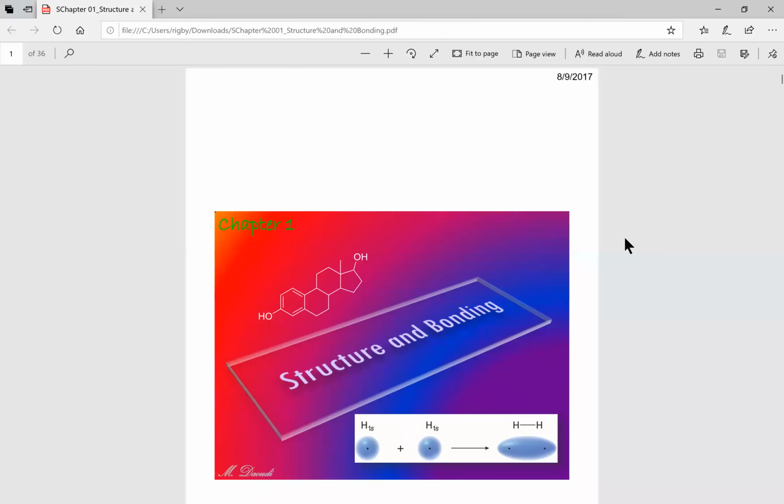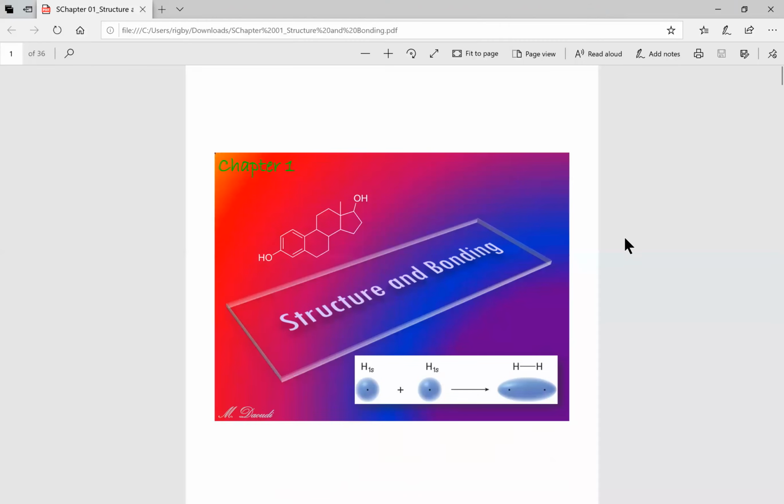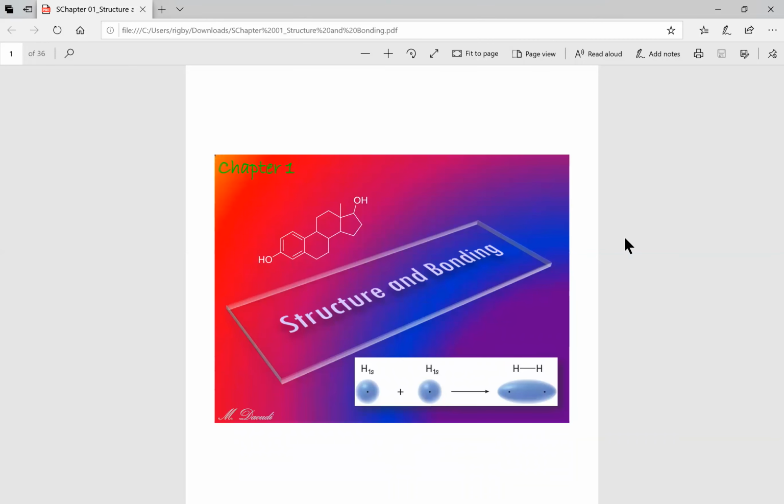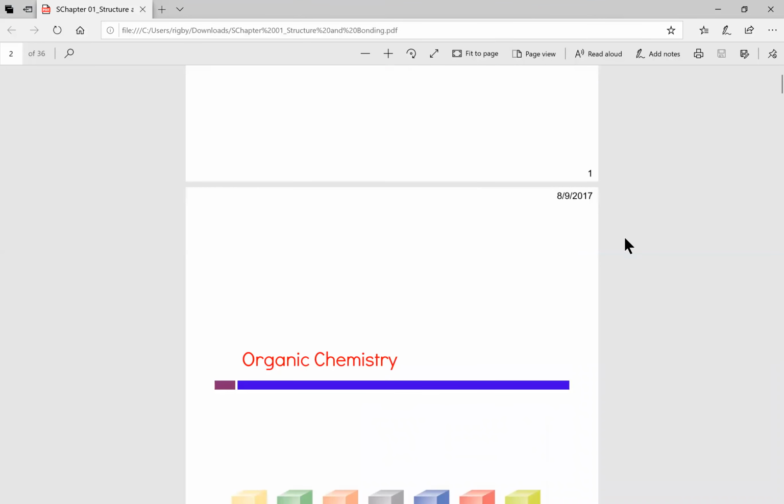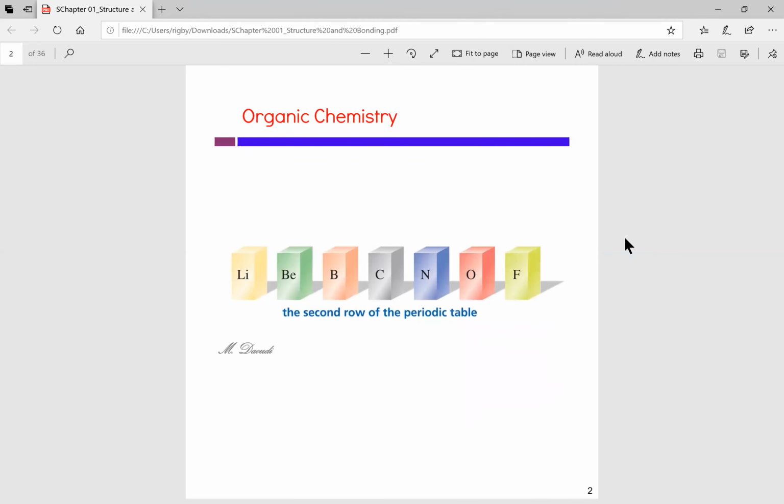All right. Hello, everyone. Today we're going to be talking about structure and bonding, and this will be chapter 1 for this class. So this is sort of our introduction to organic chemistry as a whole. By using our Gen Chem knowledge and our knowledge of how structure and bonding works, that will feed into how organic chemistry works.